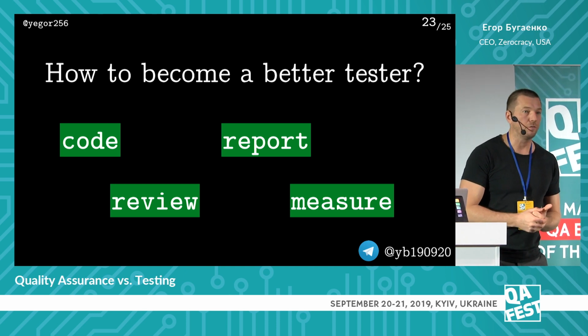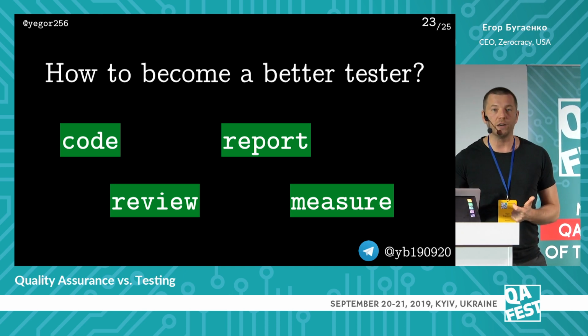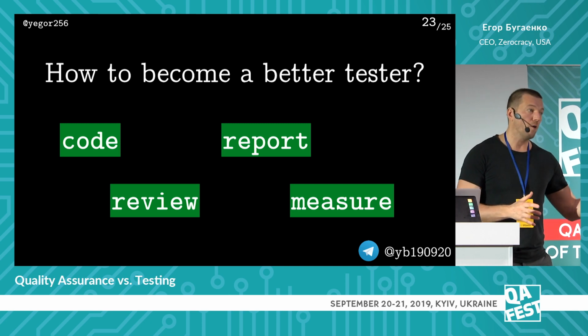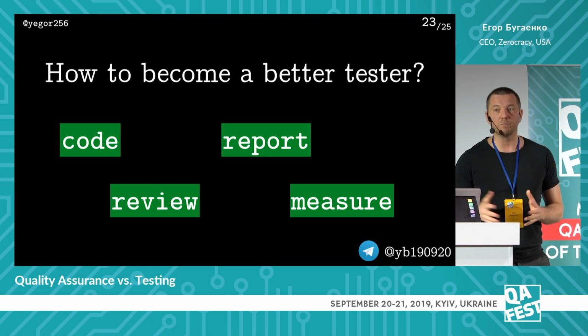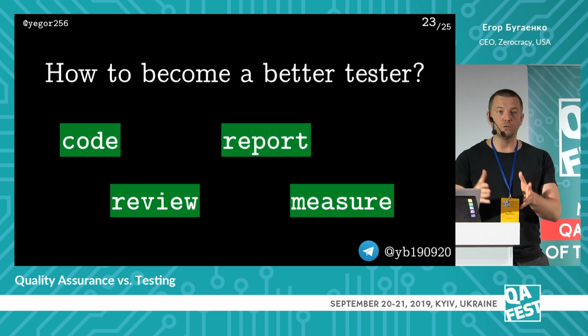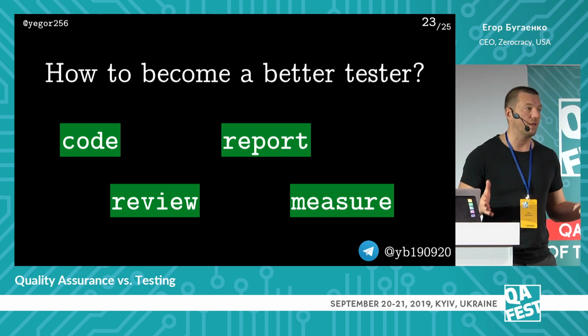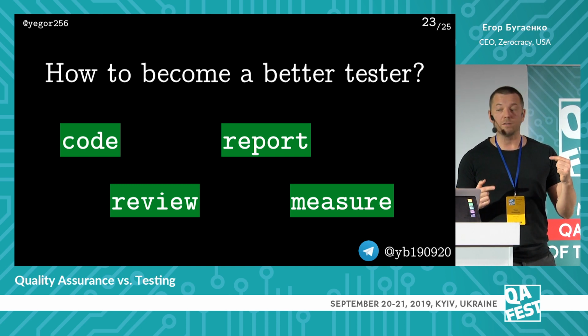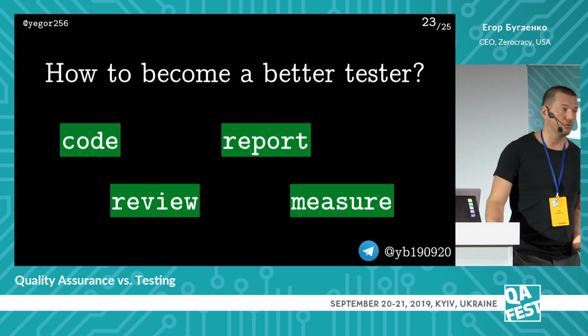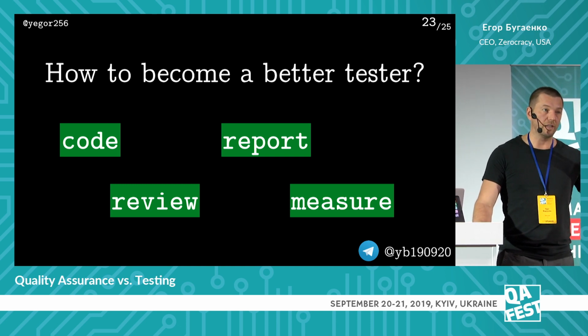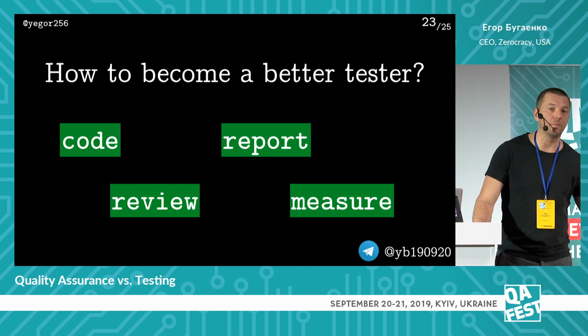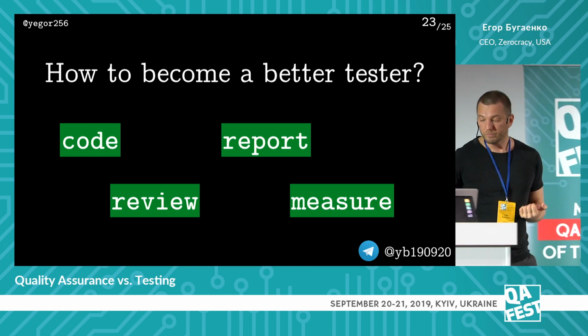How many bugs you can find, how much time it takes for you to find one bug approximately, how many critical bugs you can find in this amount of time, how much time you need to find performance bugs, and all of that. You know your numbers, and then be ready to present your numbers to the management, to help them do quality assurance.